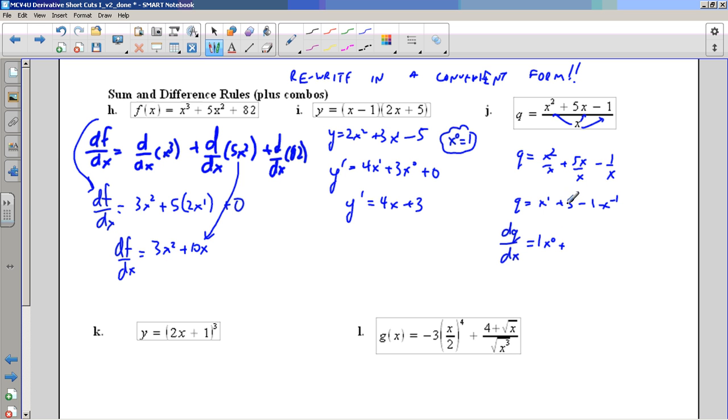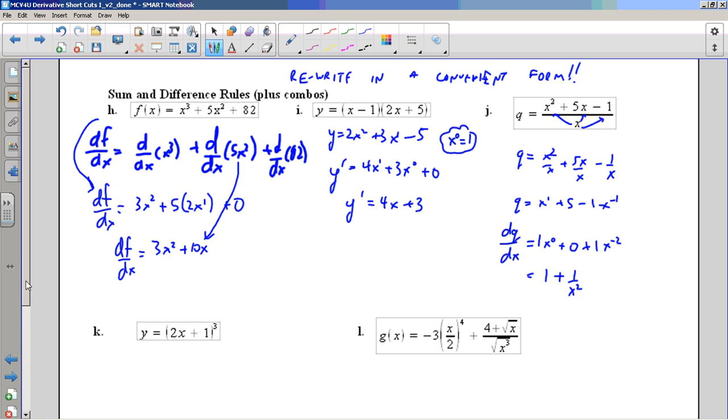The derivative of a constant is just 0. The negative 1 multiplied by this negative 1 is positive 1, x to the minus 2. Tidy this up a bit, and that's just 1 plus 1 over x squared. Remember, negative exponent means it goes into the bottom, and there's your derivative.